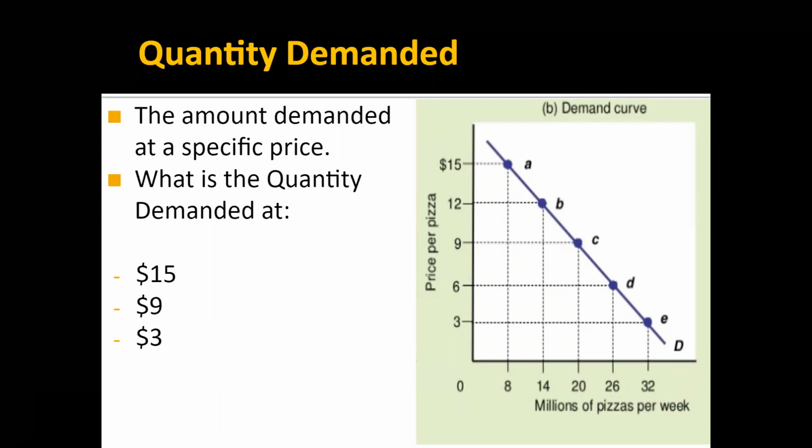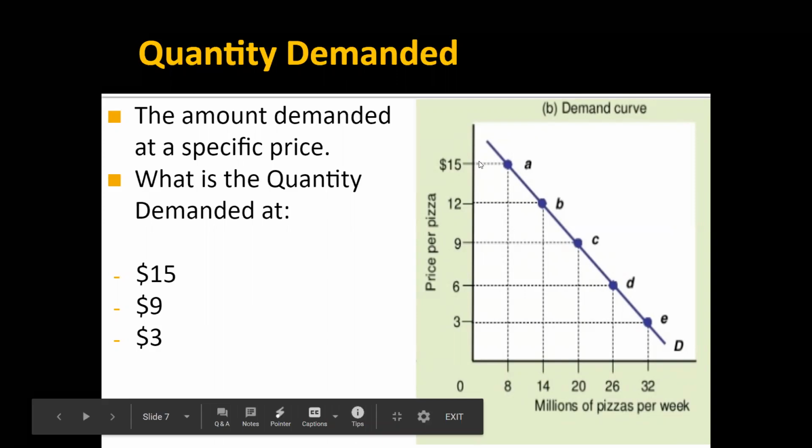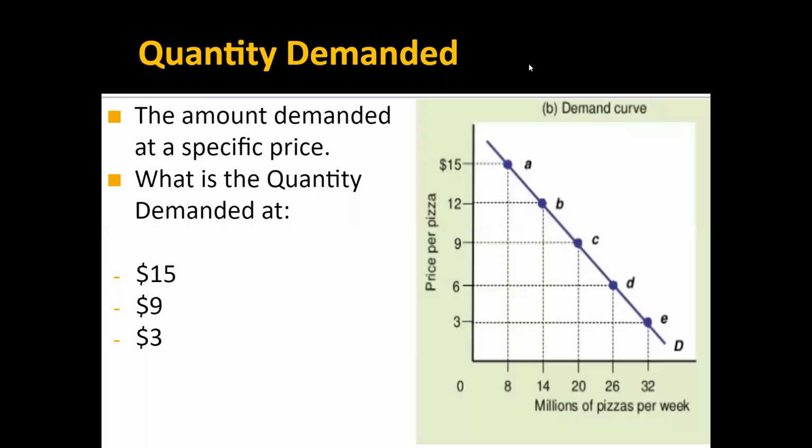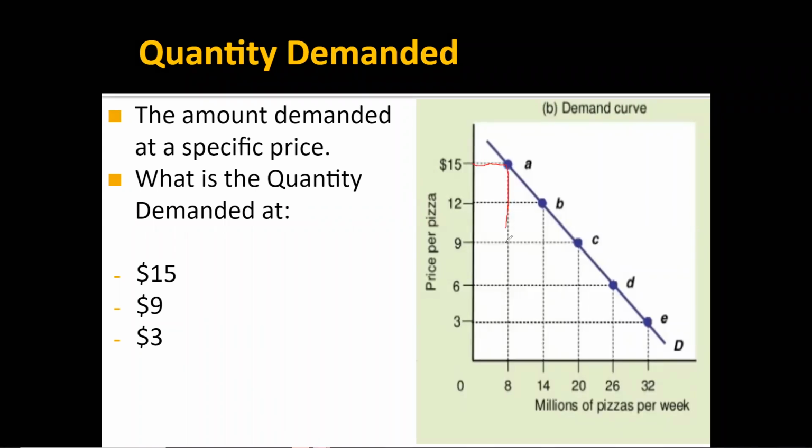Okay. So as we look at it, little Dora the Explorer action for you. Here we go. So at $15, we go across here, we cut down to here. A little off there, but you get the point. $15 is 8. At $9, it's 20. And then at $3, we'll go across here. Here. And it's 32.